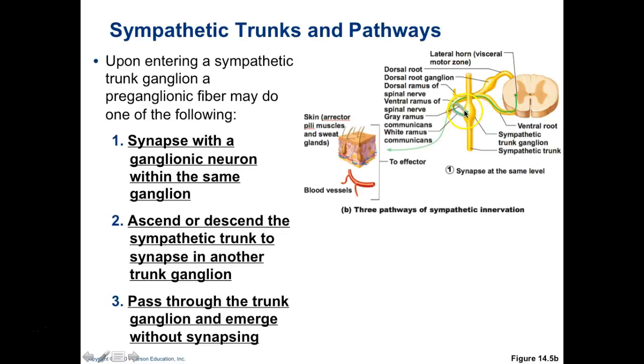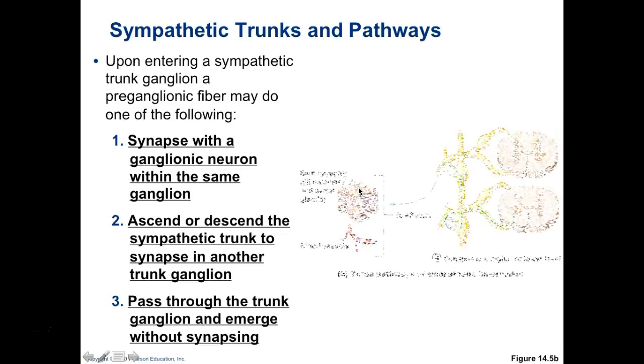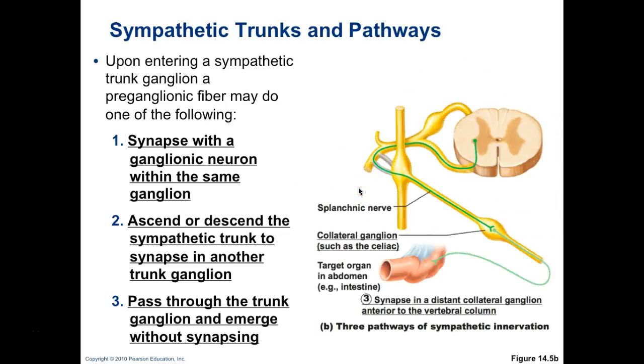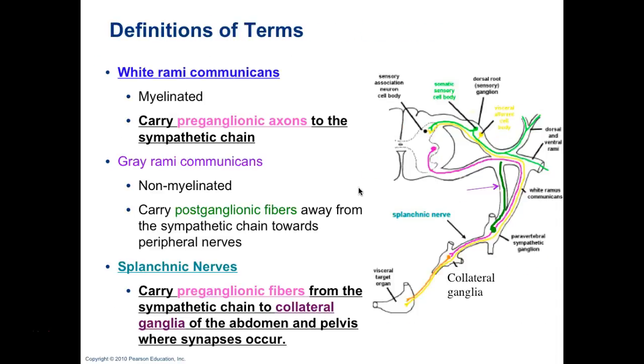We're synapsing in here, and then our postganglionic neuron is moving out through the gray ramus and leaving out the ventral ramus to go over to our effector organs. So like I said, I'm going to talk about these other pathways later on. This is just another illustration of that happening.